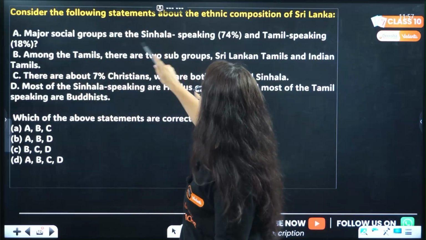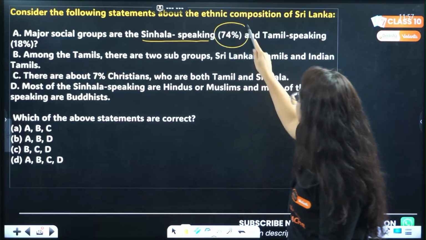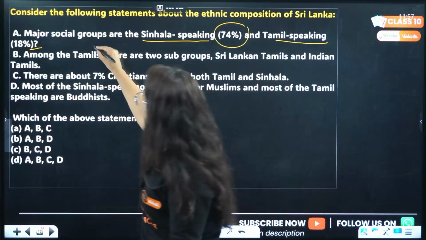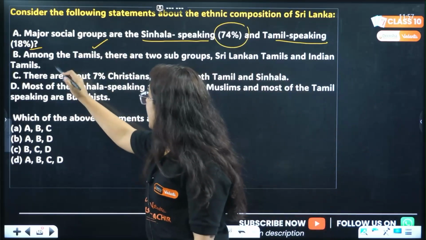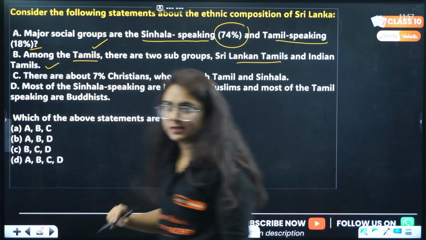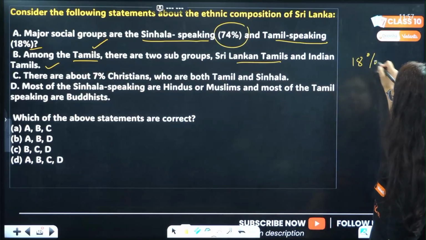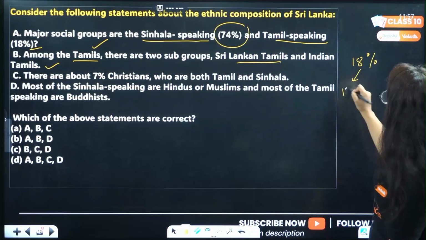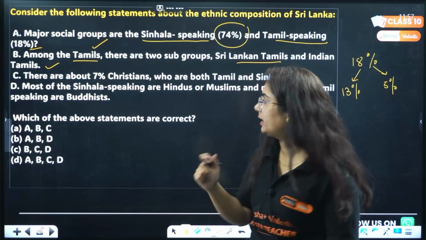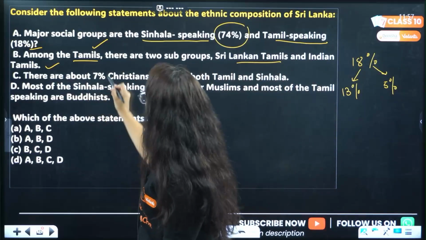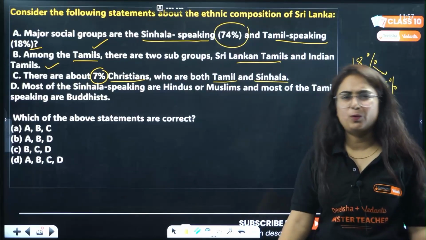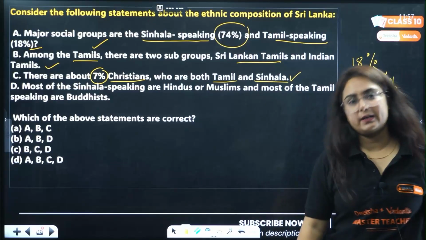Major social groups are the Sinhala speaking, that is 74%, and Tamil speaking, that is 18%. Is this statement correct? Yes, we just studied. This is correct. Second, among the Tamils, there are two subgroups, Sri Lankan Tamils and Indian Tamils. Yes, we know that there were 18% Tamils, out of which 13% were Sri Lankan Tamils and 5% were Indian Tamils. That is also correct. So A and B are correct. There are about 7% Christians who speak both Tamil and Sinhala. This is also correct.